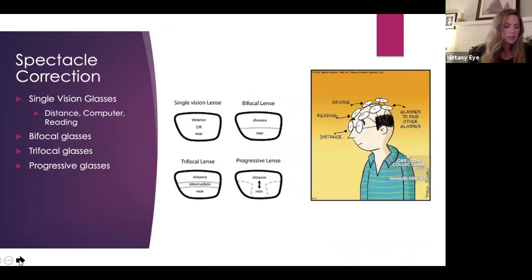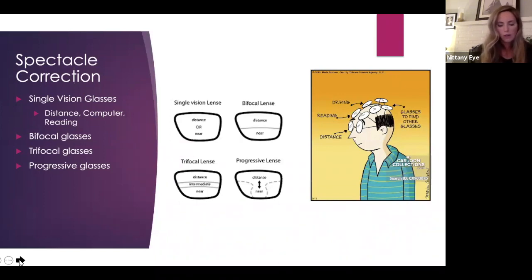So some glasses here. Hopefully you're not like this guy on the right that has like 10 different pair of glasses. If you are, you need to come see us. But we have single vision glasses, we have distance, computer, reading, and we can really tailor that to any distance you need. I have had some patients who do a trade like glass blowing, and they need a specific distance, and we can work that out if you need that.